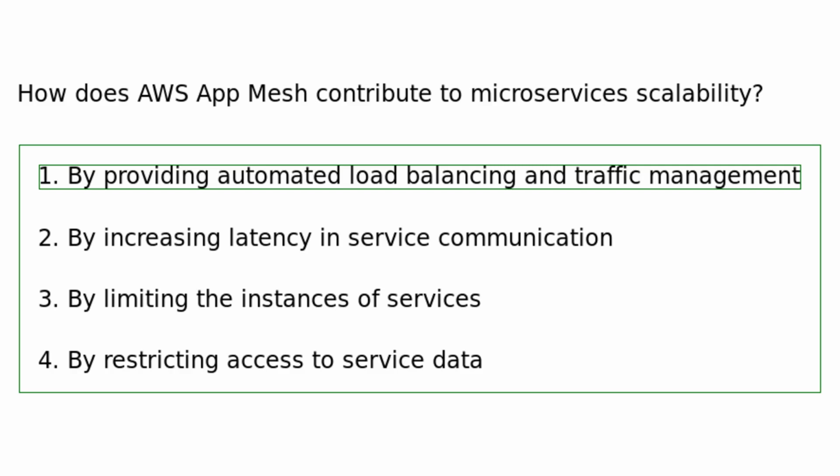AWS App Mesh contributes to microservices scalability by providing automated load balancing and traffic management capabilities, allowing for dynamic scaling of services based on demand.